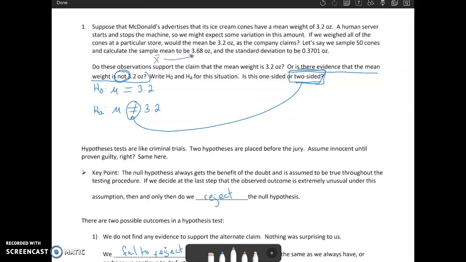So now the question is going to become, is that enough evidence to say that we think that they're advertising this incorrectly? Or is that just kind of a fluke, random happenstance that this sample of 50 cones happened to have a slightly higher mean, but maybe if we took other samples, we would really get close to that 3.2 ounce amount. So that's where we're headed with this, but for right now, we're just working on how do we set these up.